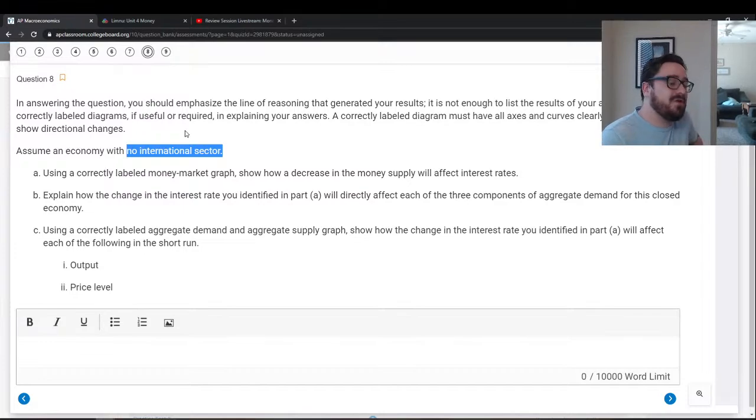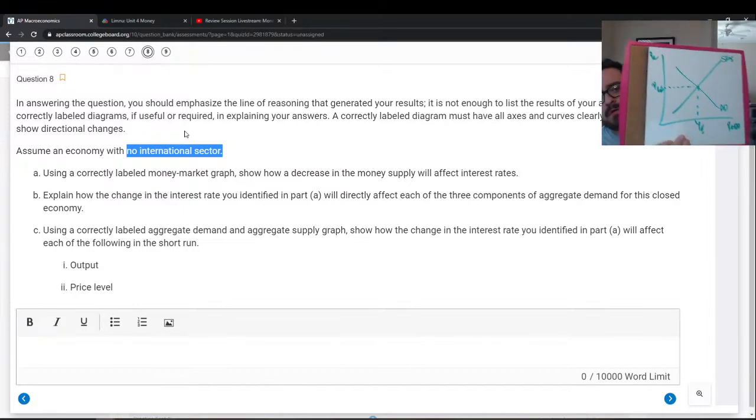Okay, and then C, using a correctly labeled aggregate demand and aggregate supply graph. It doesn't say long run anywhere in there. Thank you. Don't have to draw it. Also, I don't know how to draw the long run here because they didn't tell me, is this economy in a recession or not? It didn't give me any hint. So I can't draw LRAS, which, oh no, I can't draw it. I'm not going to complain.